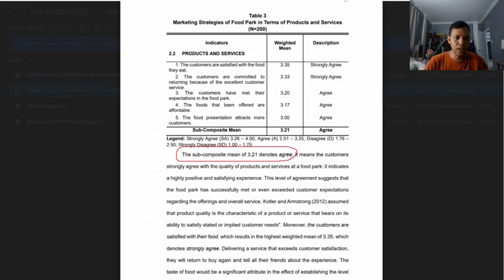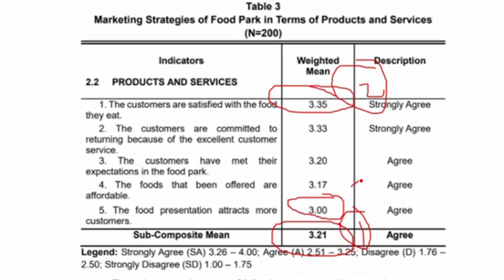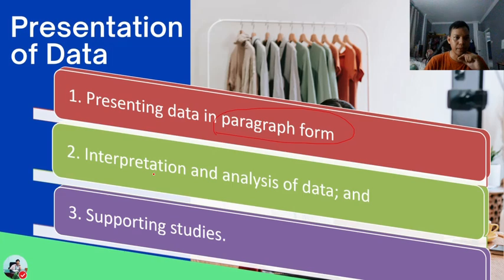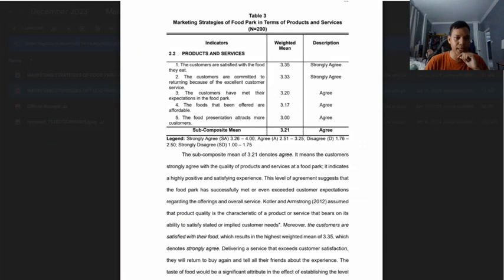Now let's go back to our example table here. In your discussion, we need to start with the sub-composite mean, next the highest weighted mean, and lastly the lowest weighted mean. So let's start with the specific sequence here. Present the data in a paragraph form, and let's start with the sub-composite mean.